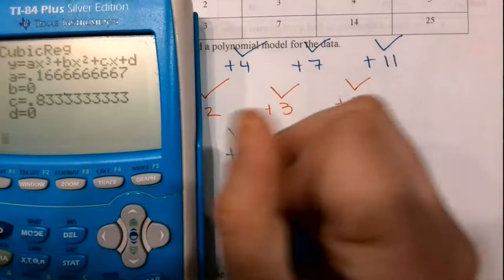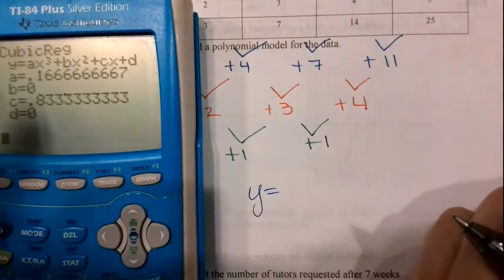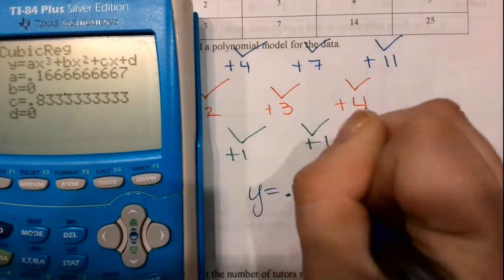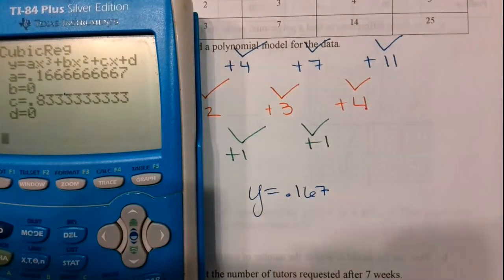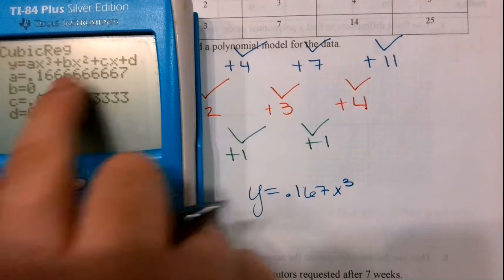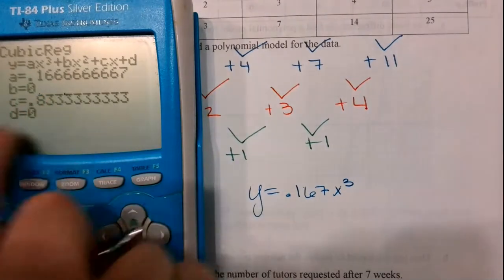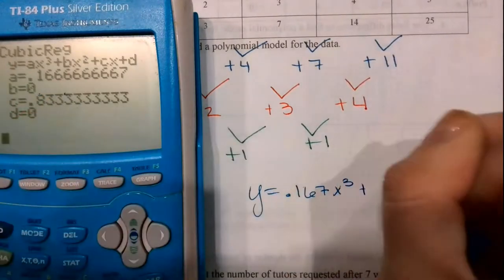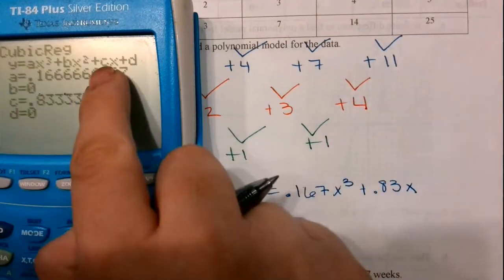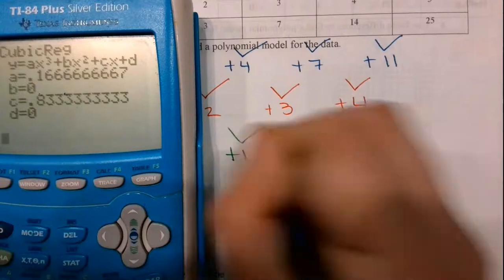So I have y equals, I have a equals 1.666, so I'm going to just do 0.167 x cubed. On the test, it will give you nice numbers. For b, I have a 0, so that means I don't need to write the squared term. C gives me 0.83, so plus 0.83x, because C went with x. And then D also has 0, so I don't have to write that one.